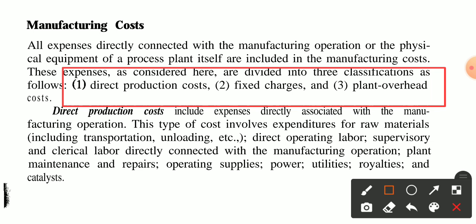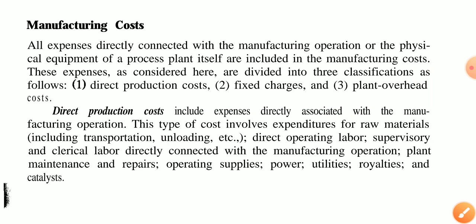All the expenses directly connected with the manufacturing operation or the physical equipment of the process plant itself are included in the manufacturing cost. These expenses as considered here are divided into the 3 classifications as follows. The first one is direct production cost, second one is the fixed charge, and third one is the plant overhead cost.